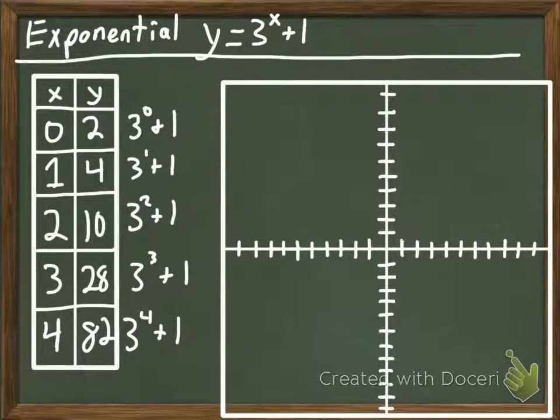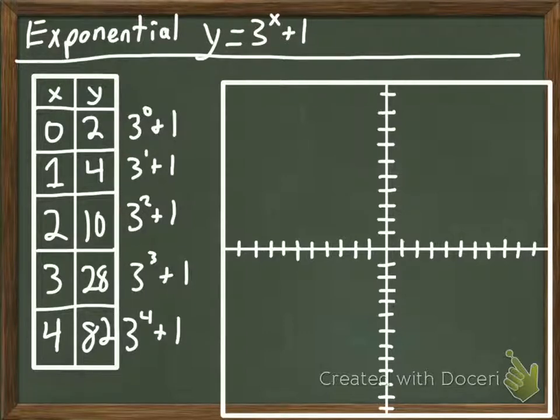Right. What I was hoping you noticed is that this exponential one, and there are several things you could have also noticed, gets very big in the y's very quickly. The linear one is a steady pace, but for the exponential, the y value goes 2, 4, 10, 28, and then 82. It gets very big very quickly. So let's graph it and see what it looks like.